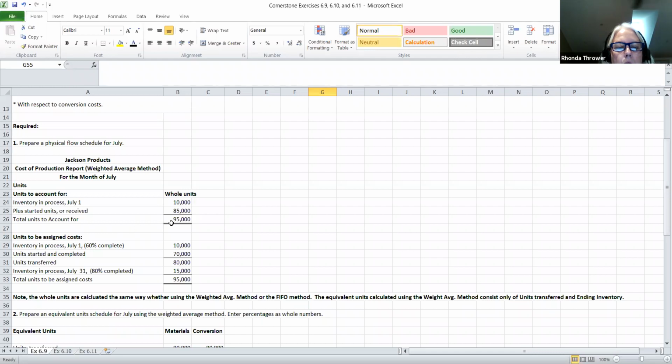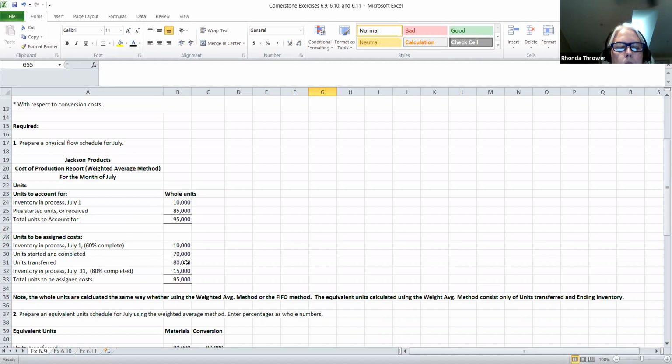Remember that you're going to reconcile these whole units. In other words, this part down here is a breakdown of some further steps of the same information above. So we're going to start with our beginning work in process, which was given to us at 10,000 whole units. We know this is a given part of the information.